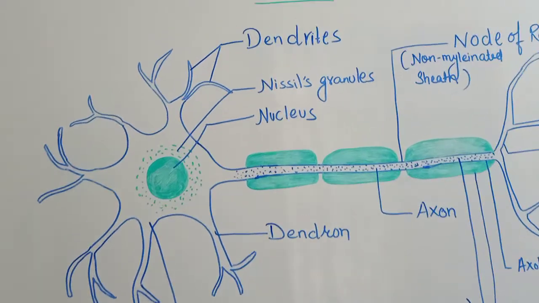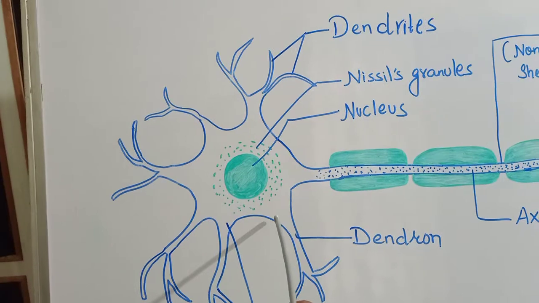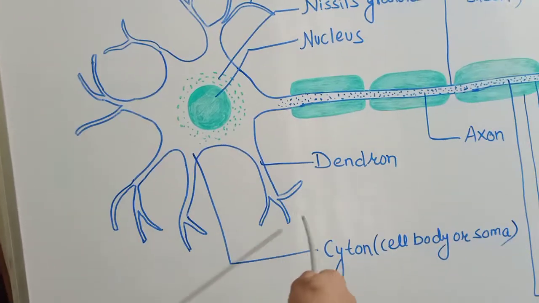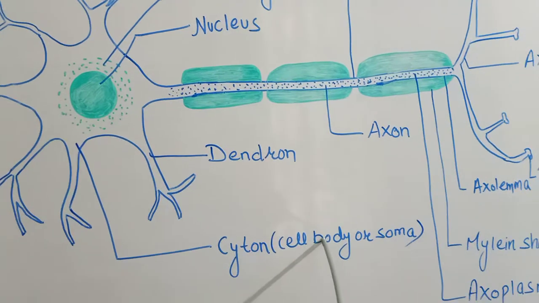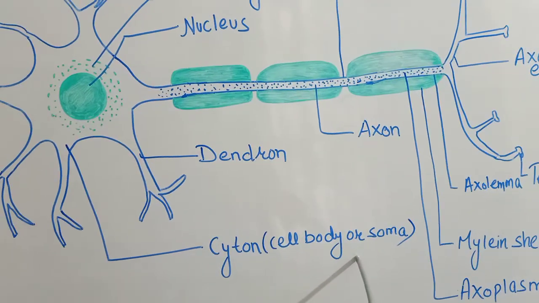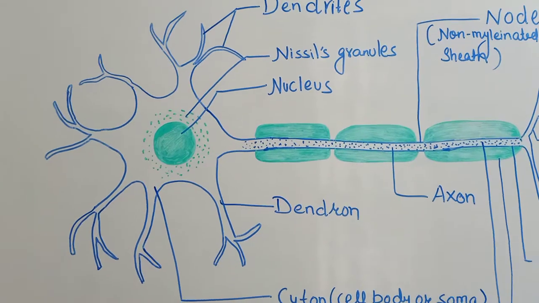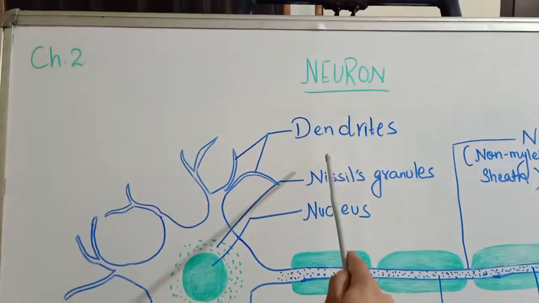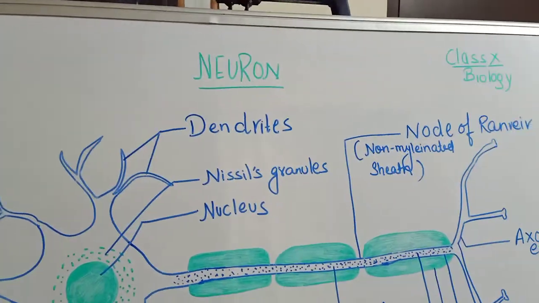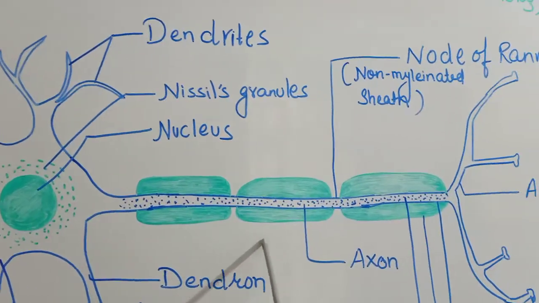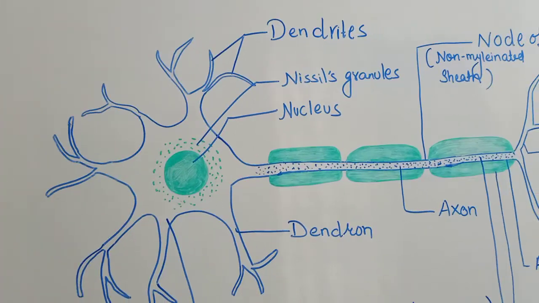Mainly the neuron is composed of three parts. The cytone, which you can see here. The cytone is also known as the cell body or soma. These are the alternative names for cytone. The second important component of the neuron is dendrites. And the third important component is the axon. So let's discuss briefly these parts.